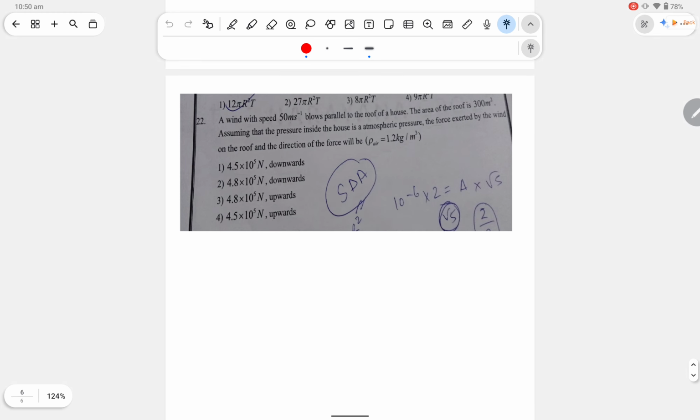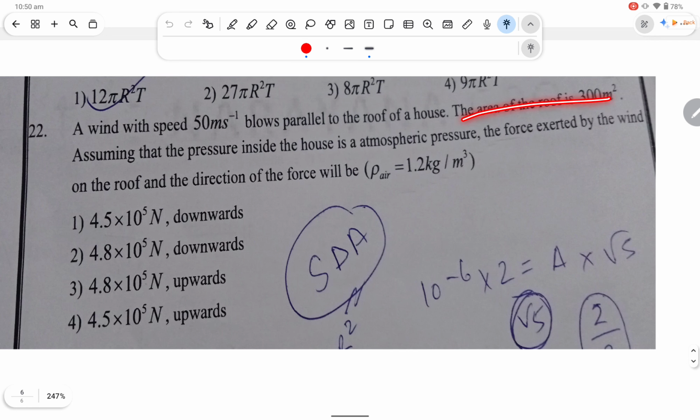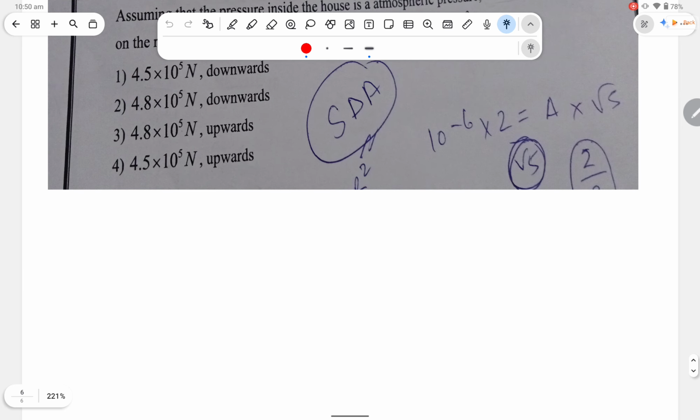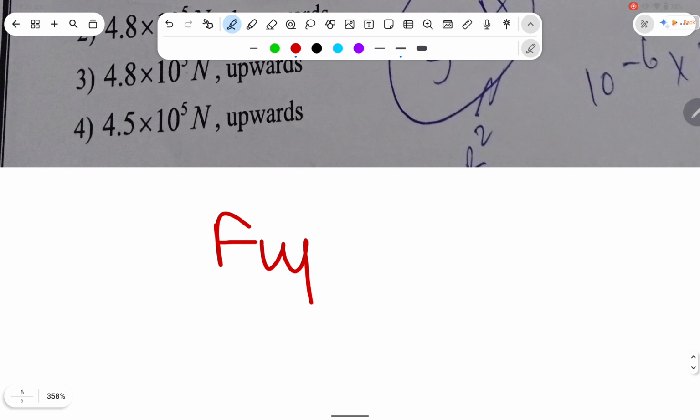Now let's come to the question again. What is given in the question? The area is given to us. Assuming that the pressure inside is equal to atmospheric pressure, so we really don't need that data. The force exerted by the wind on the roof and the direction of the force will be, exactly, the upthrust force has been asked in the question.